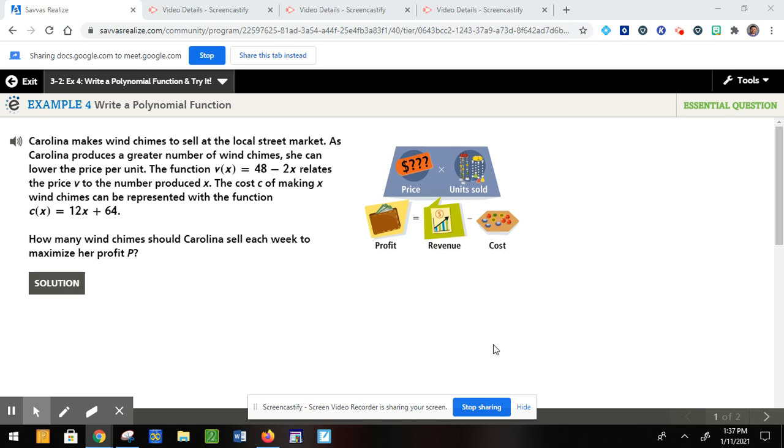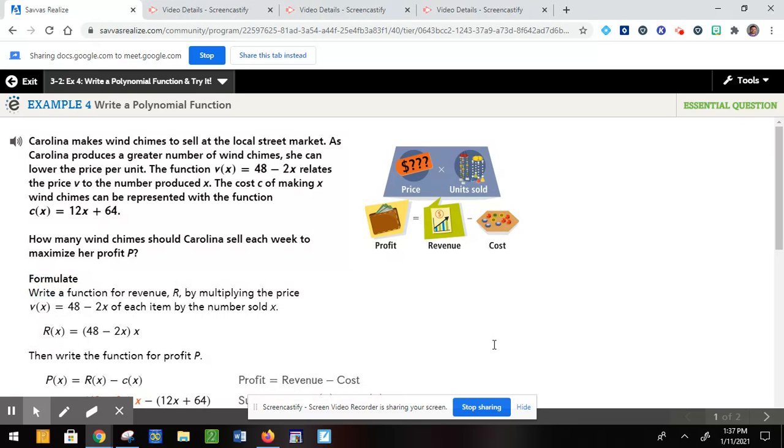All right, Carolina makes wind chimes. The function v of x equals 48 minus 2x relates the price v to the number produced, which is x. The cost of making x is that function c of x. So how many wind chimes should Carolina sell each week to maximize her profit? So right now you have a function for price and you have a function for cost.